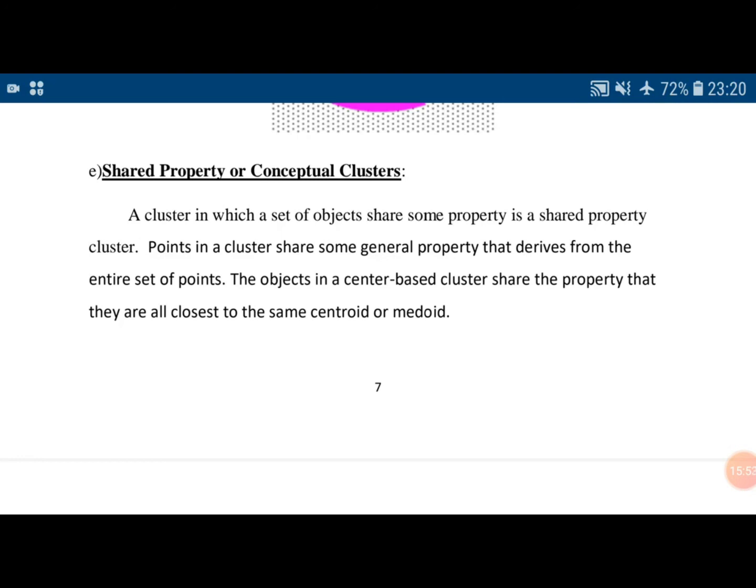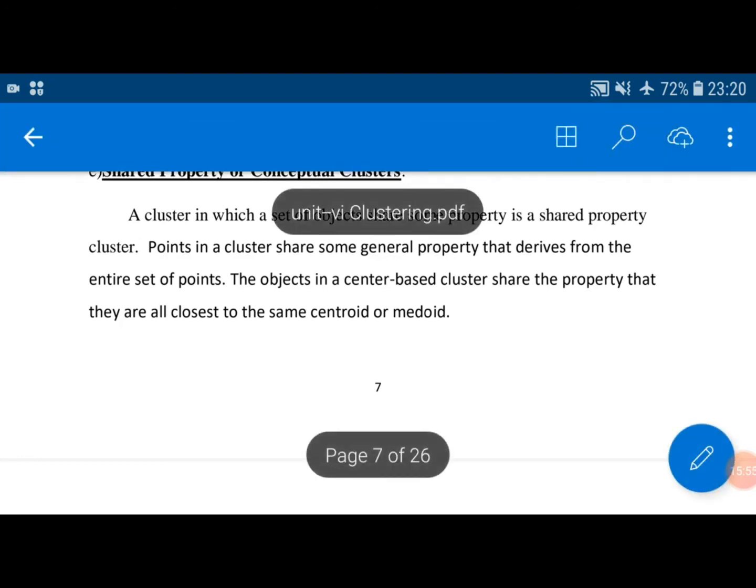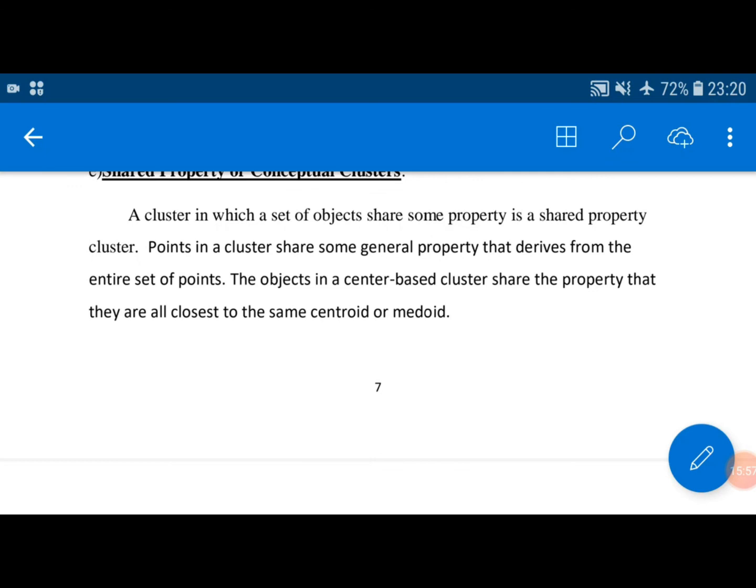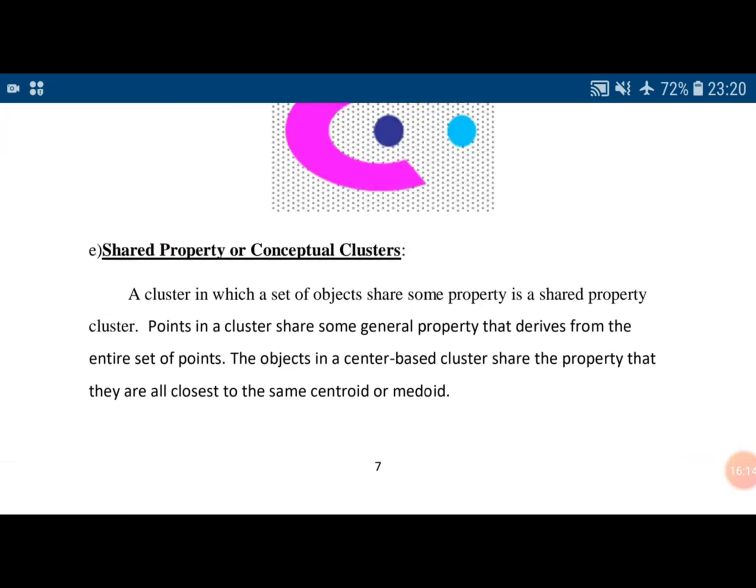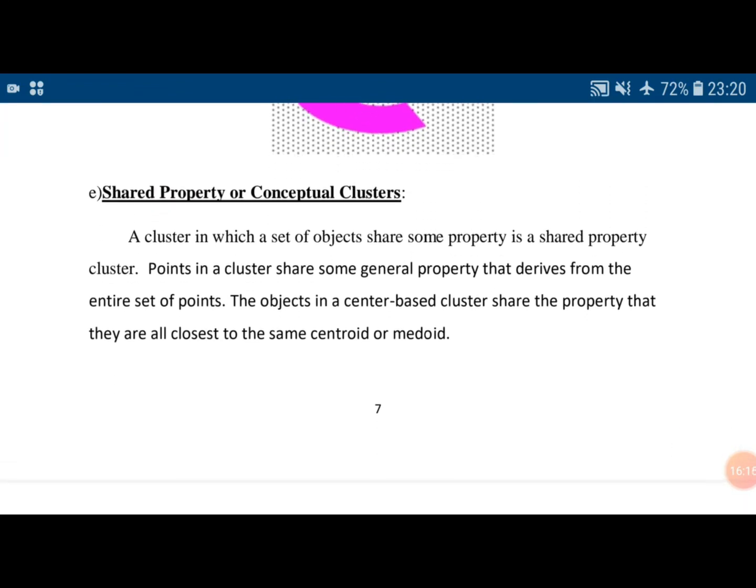A cluster in which a set of objects share some property is a shared property cluster. Points in the cluster share some general property that derives from the entire set of points. The objects in a center based cluster share the property that they are all closest to the same centroid or medoid. So that is the shared property or conceptual clusters.